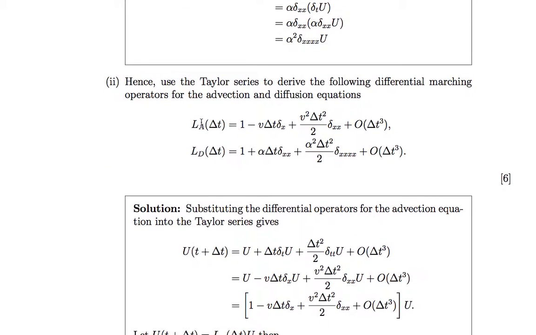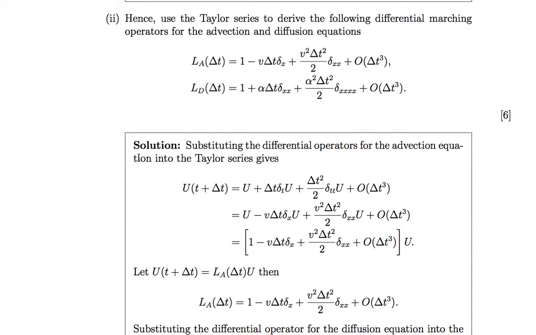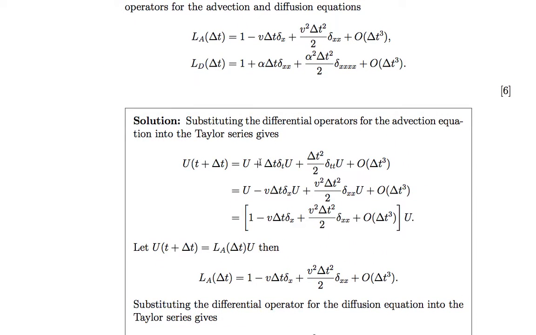Part 2 of the question: use Taylor series to derive the following differential marching operators. This L_A is the marching operator for the advection equation, and this is the marching operator for the diffusion equation. What we do here is substitute the differential operators into the Taylor series. So we go one step forward in time, using a second order Taylor series, so we've got a third order error. Instead of u subscript t, I've written it in operator notation.